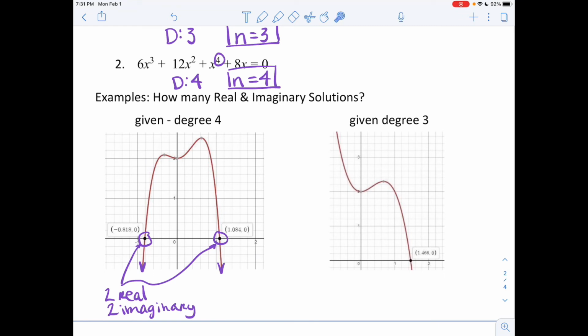Finally, we are given a third degree polynomial. Again, we knew it was an odd degree because I can see that my graph is headed this direction. And in this case, I notice that I have one place where I cross the x-axis. It's not a bounce, it's just a crossing. So that means that I have 1 real solution. If I have 1 real and I need 3 total, then 2 must be imaginary.